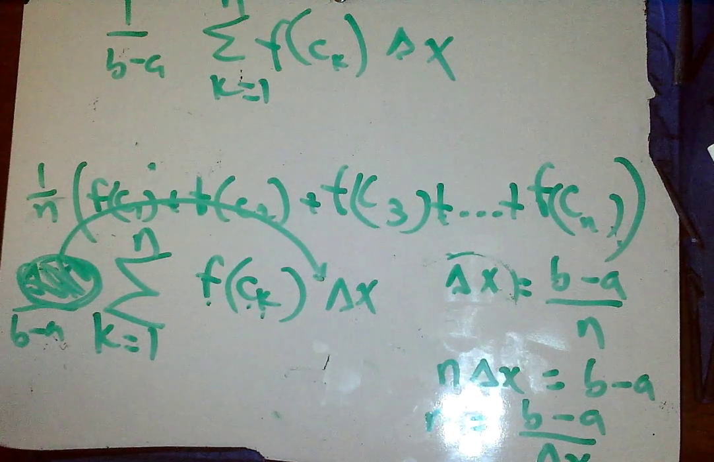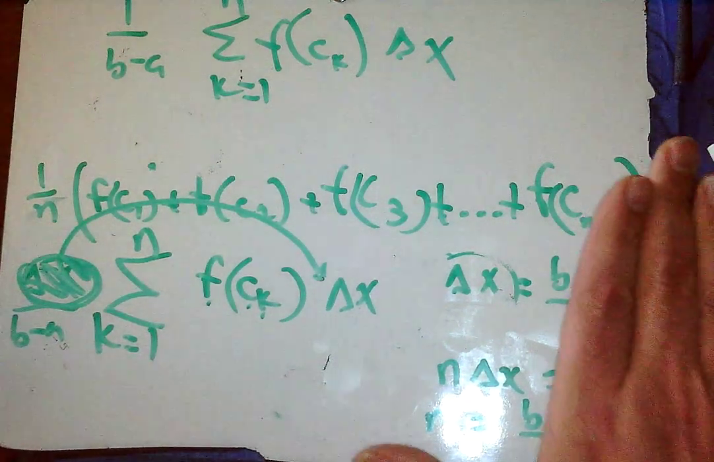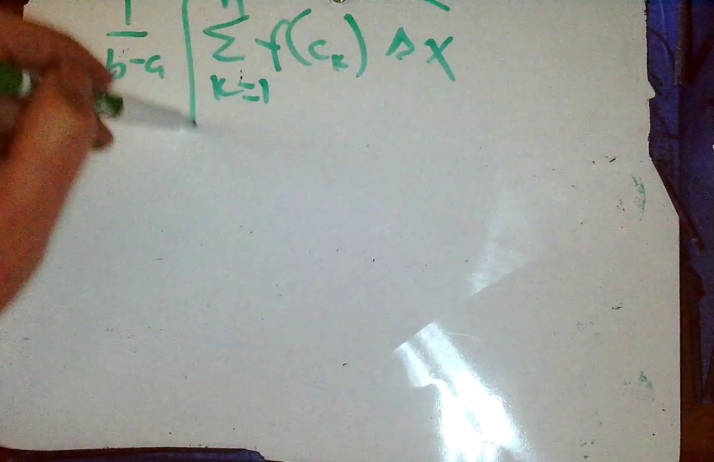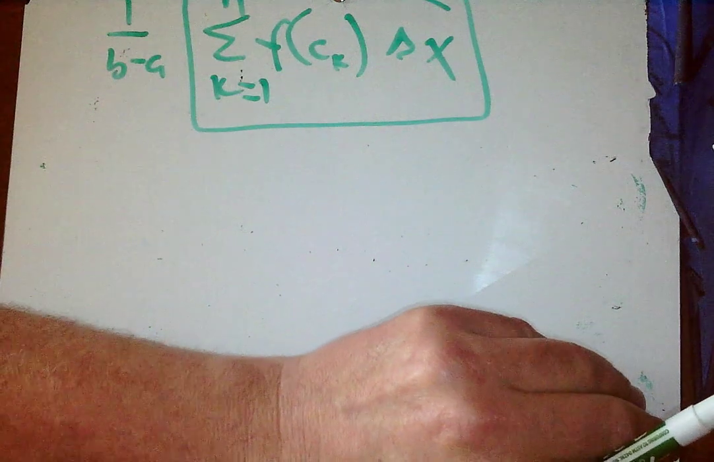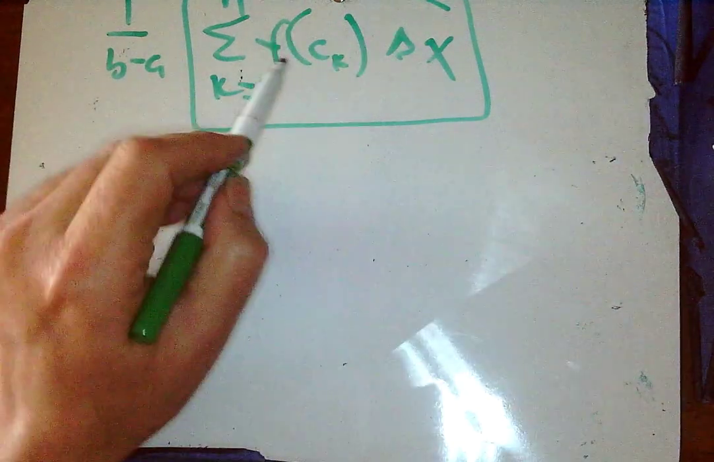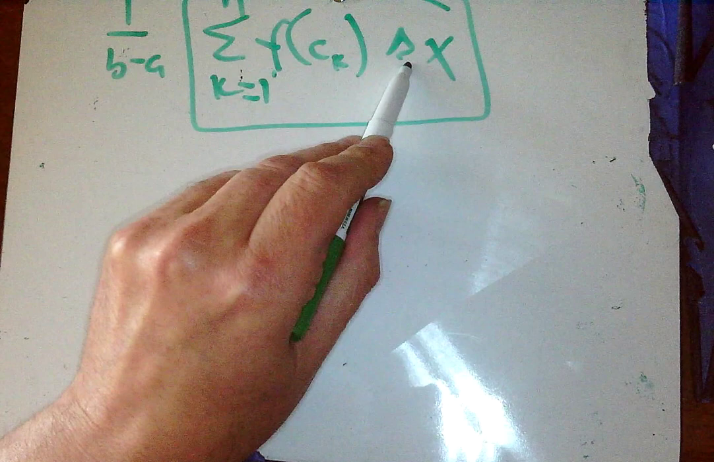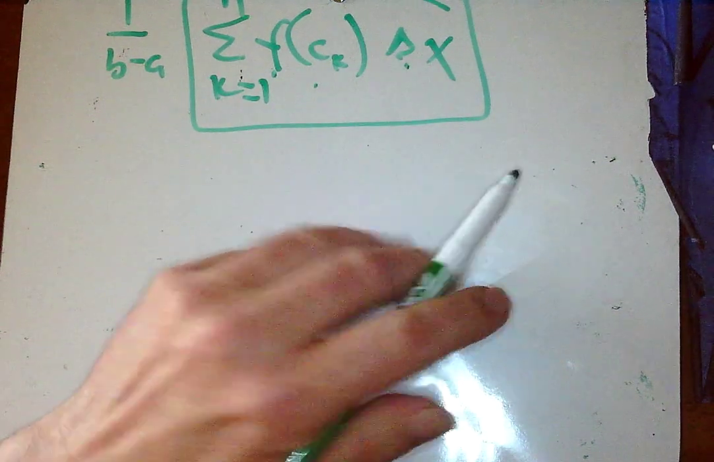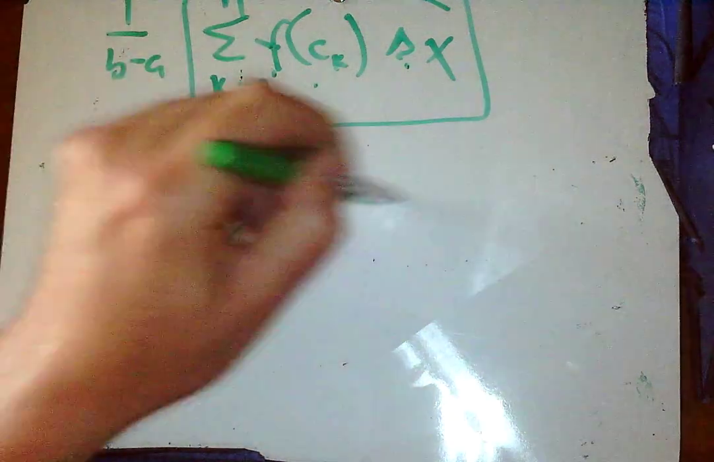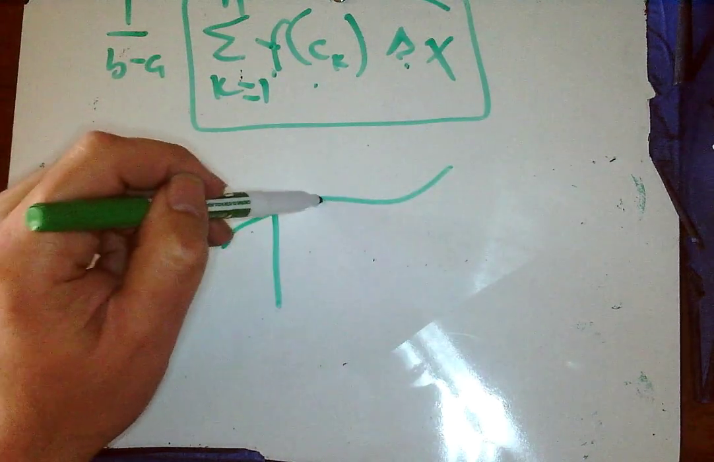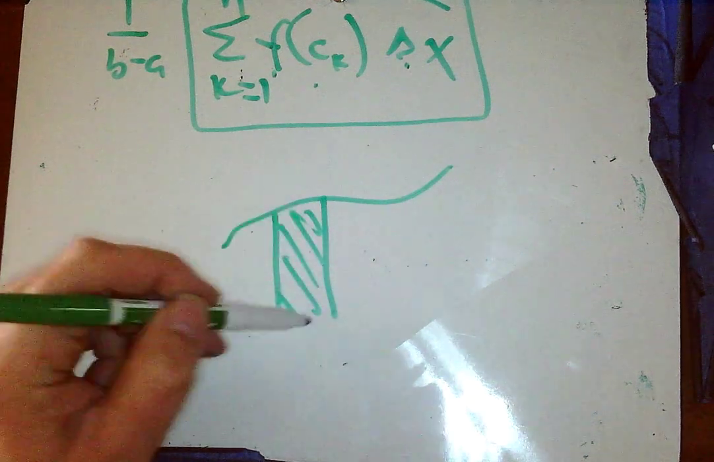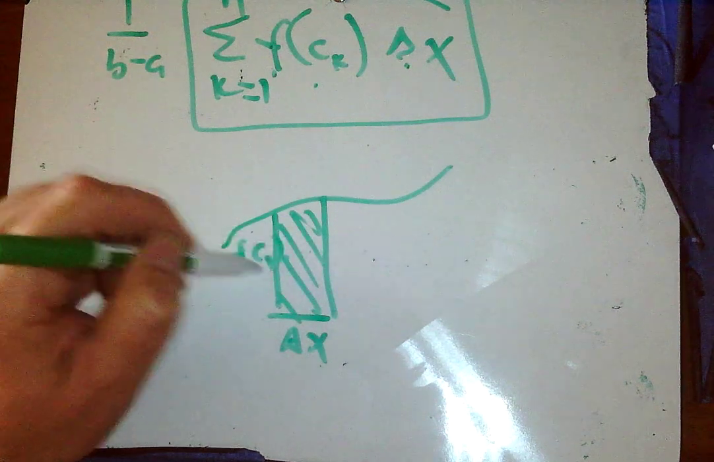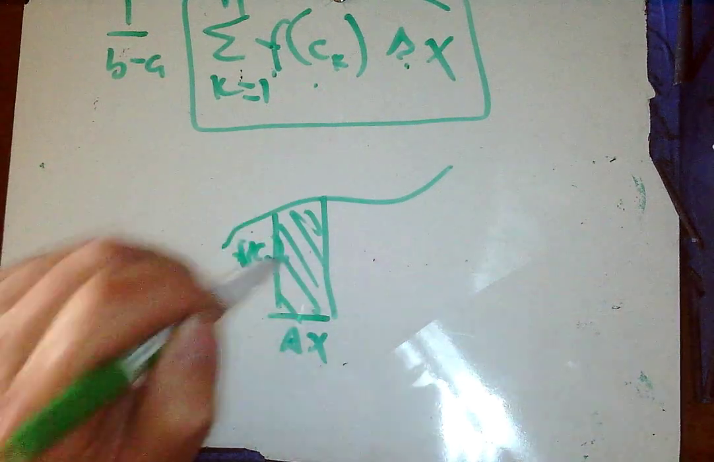All right? Now, tell me what this is. What is that? That's the height, and that's the width. And when we multiply height times width, we get area on the f curve. There's my delta x. There's my f of c sub 1. Length times width, I get that area.